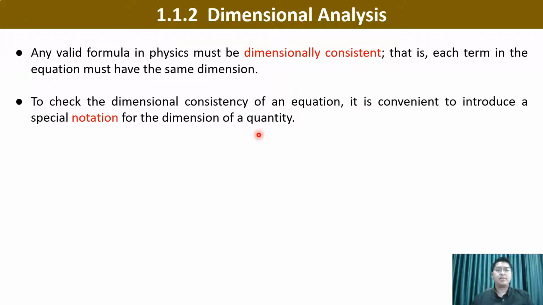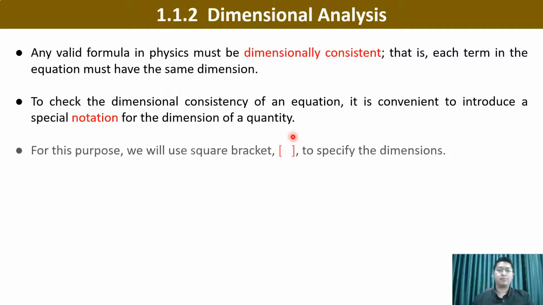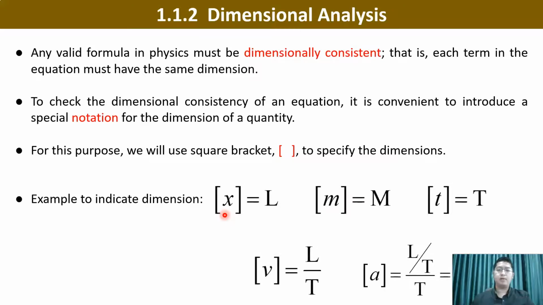To check the dimensional consistency of an equation, it is convenient to introduce a special notation for the dimension of a quantity. For this purpose, we will use square brackets. This is the square bracket to specify the dimension. For example, for the length, x in the square bracket equals the dimension of the length, the capital L. For the mass in the square bracket equals the dimension of the mass, the capital M. For the time in the square bracket equals the dimension of the time, the capital T.